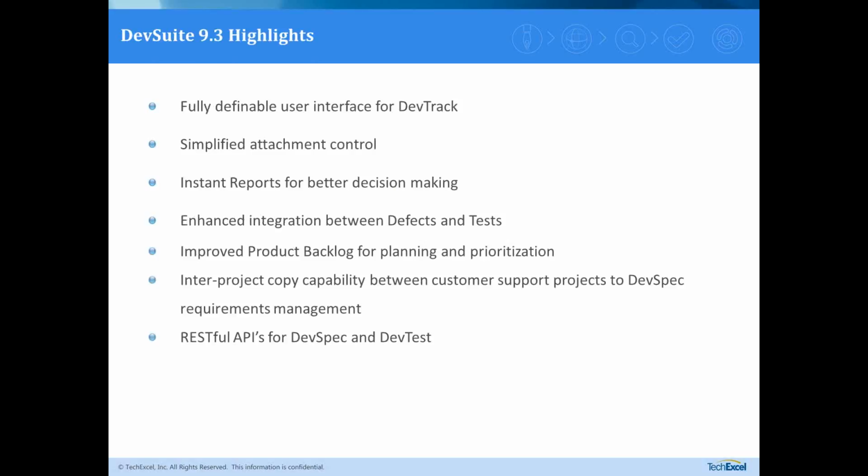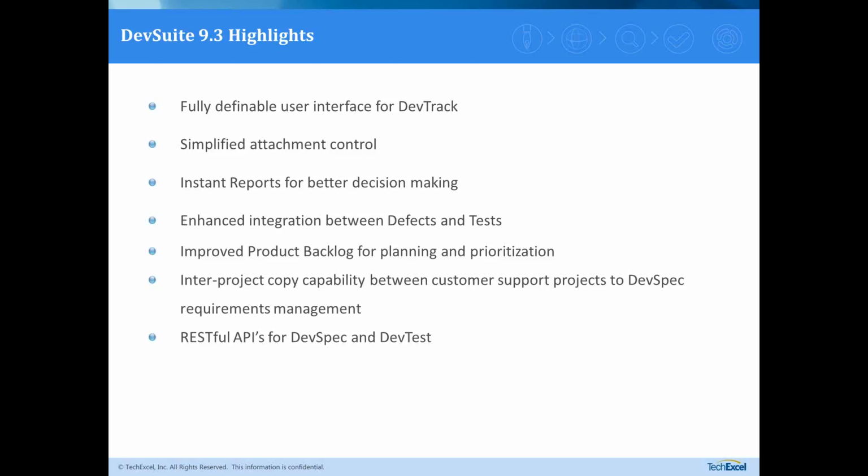One of the major enhancements that we implemented in 9.3 is the fully definable user interface for DevTrack. What that means is that we have now removed the restrictions on the number of custom fields added to the description pages. So the user has complete control over what fields to add to the description page, and also how many fields.